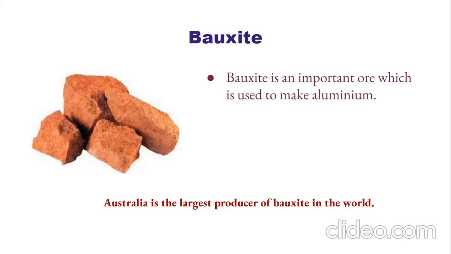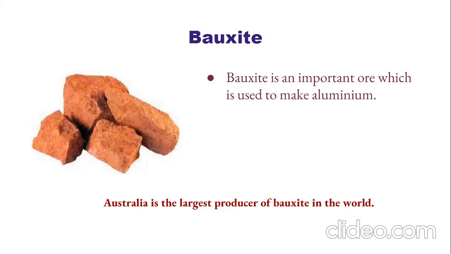Australia is the largest producer of bauxite in the world. Other bauxite producing countries are China, Brazil, India, and Jamaica. In India, the main bauxite producing states are Odisha, Chhattisgarh, Maharashtra, Jharkhand, and Gujarat.